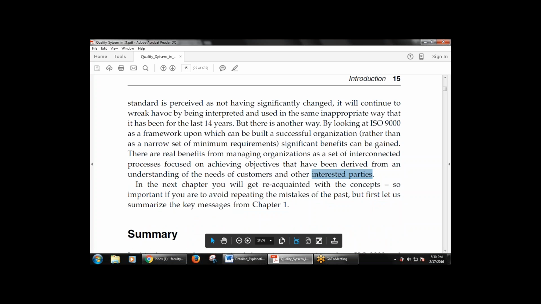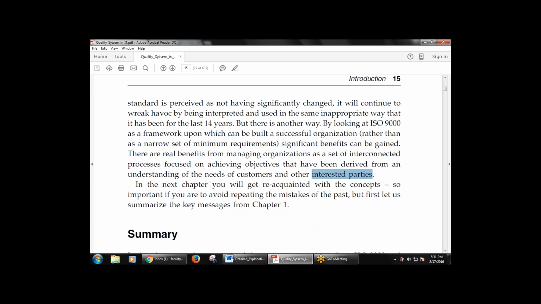In the next chapter, there are multiple parts we can look at. There are multiple changes carried out between ISO 9000 and 2000. In tomorrow's class, we will get reacquainted with the concepts. What are the various concepts used with ISO? What are the various mistakes we make about the ISO standard, whether 9000, 9001, or any standard that is maintained to repeat the task of the past?